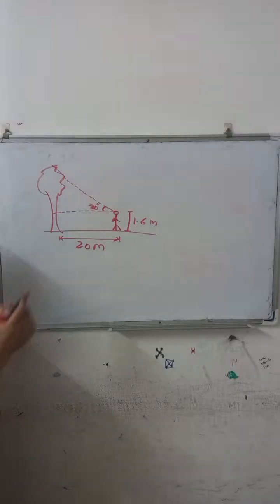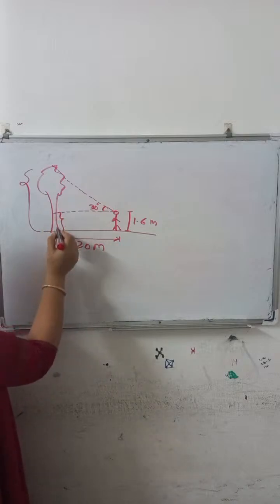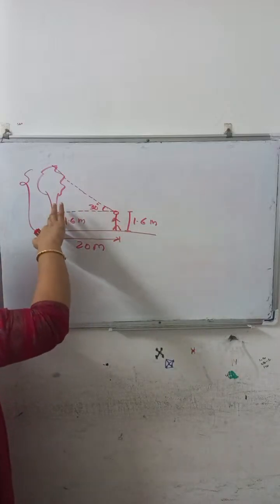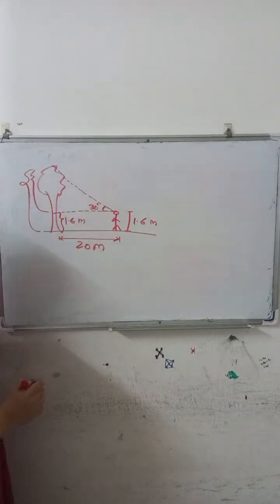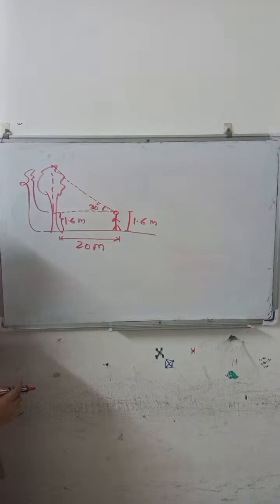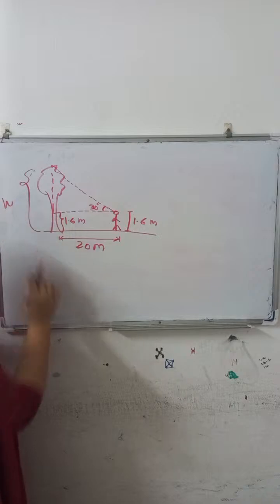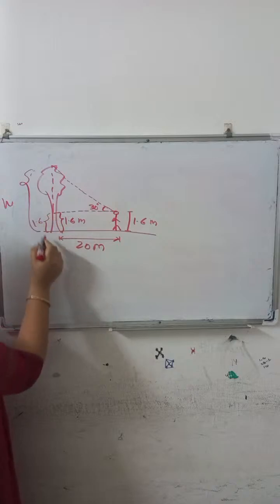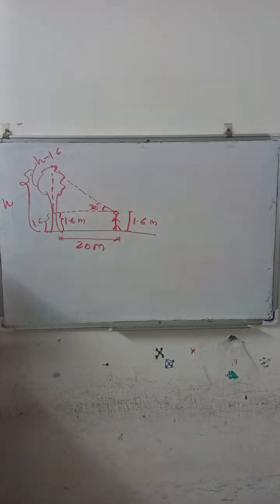And they are asking the total height of the tree. Now this much part is already 1.6 meter, because according to his line of sight, this is 1.6. So I am interested in this height first. If we take this as a triangle, can we apply the formula? Suppose this is the total height of the tree, h, and here it is already 1.6. So the remaining height is h minus 1.6.